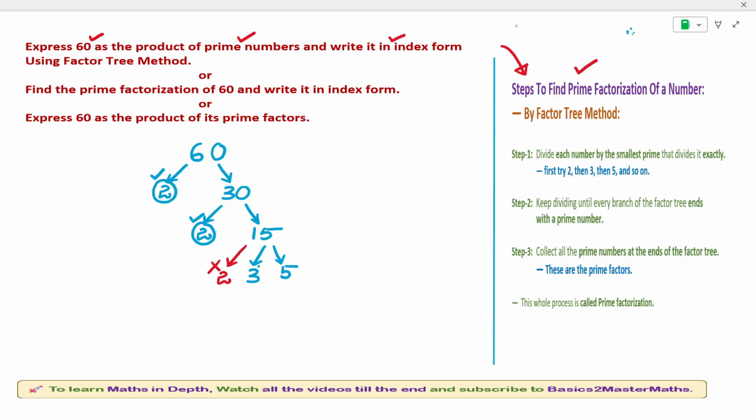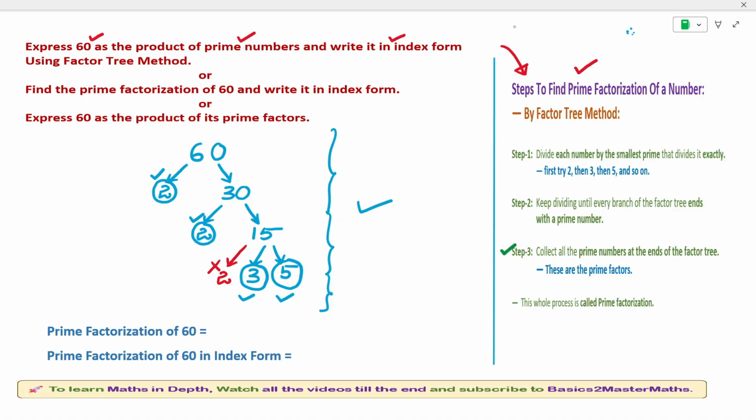Observe, both branches end with prime numbers 3 and 5 respectively. So, these branches end here. Also, the prime factorization is said to be completed.